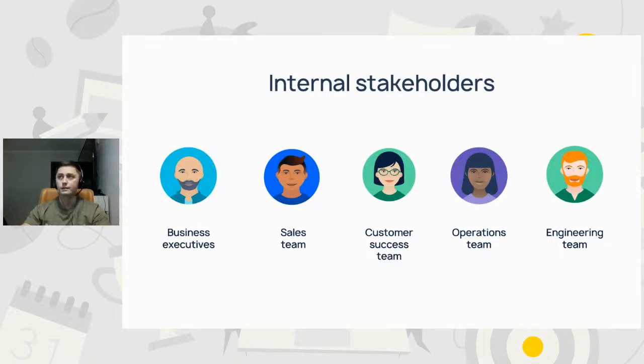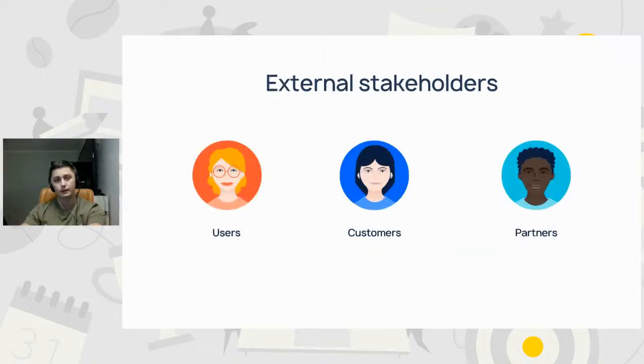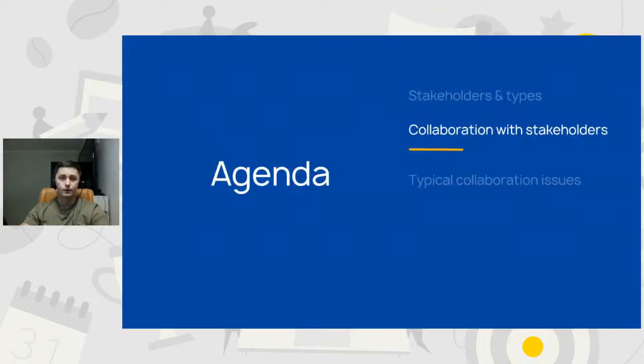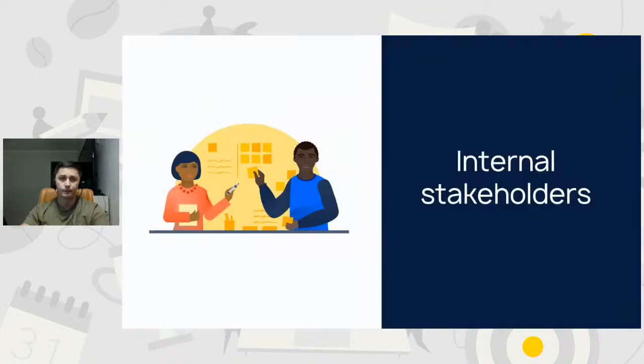If we take a look at internal stakeholders, we can divide them into several groups or categories. Here they are. One of them is business executives. The next one is the sales team. You can also have the customer success team, operations team, and engineering team. Switching to external stakeholders, you may have users, customers, and partners. So, what are the ways you can collaborate with these different stakeholder groups? Let's see in the next section.